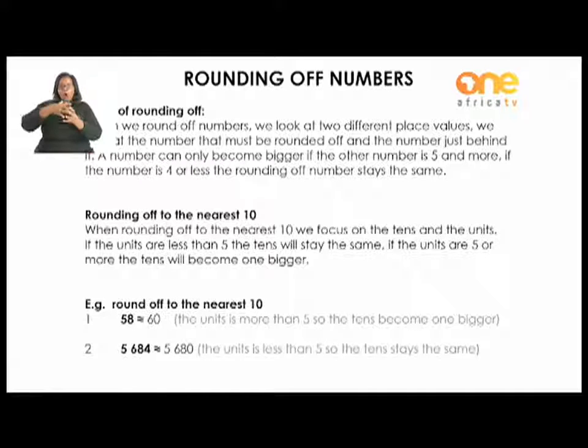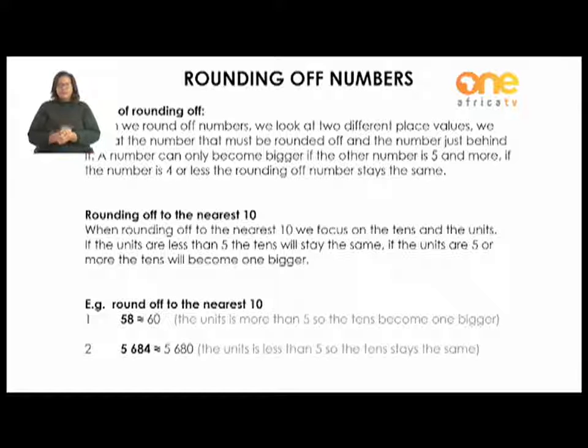So when we round off to the nearest 10, we find the 10, the number in the tens place. That is the number that will either stay the same or become 1 bigger. And we focus on the units. If the unit is 5, 6, 7, 8, or 9, the 10 will become 1 bigger. If the units are 4, 3, 2, 1, then the 10 will stay the same.